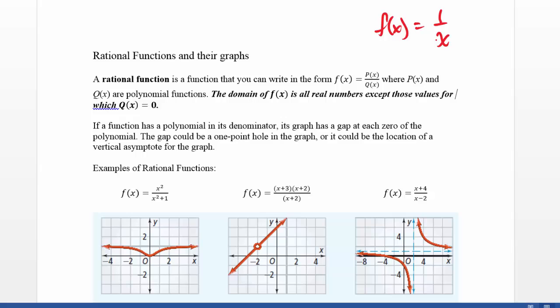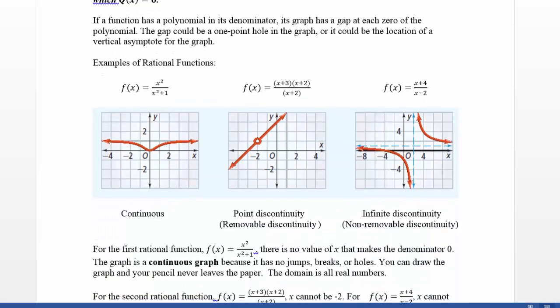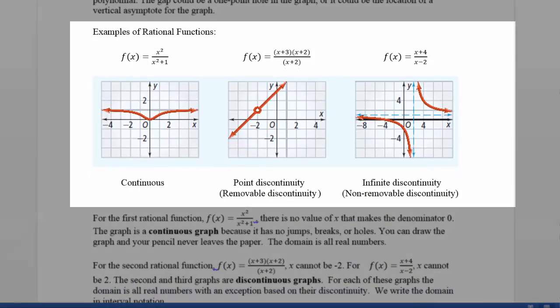And so we're going to be looking for a few major parts when we're dealing with these rational functions. And so if you take a look down here at some of the examples that are given, you can see three types of things that can happen.